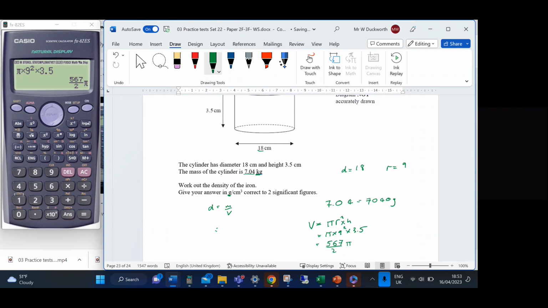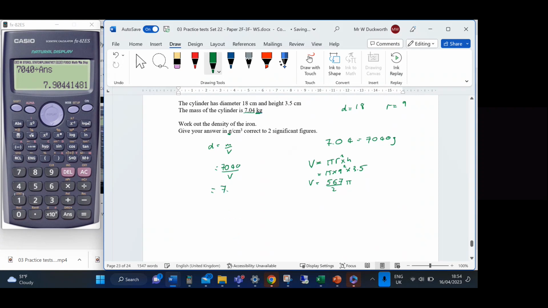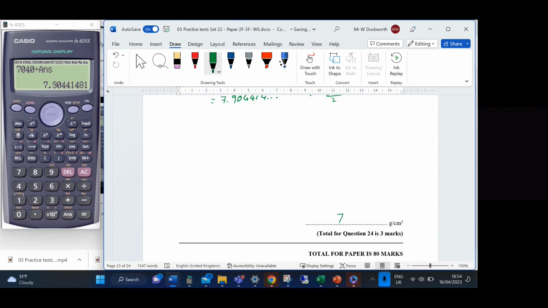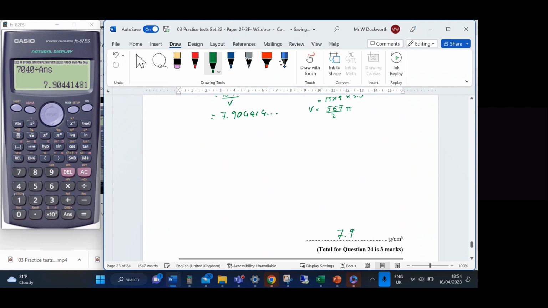So the density is going to be equal to the mass, 7,040, divided by V, and then I've got V here. So that's going to be 7040 divided by the answer that I just worked out on my calculator, which gives me that for my density. So I'm going to write that down with a few more decimal digits: 7.90414... So it's two significant figures, then the first significant figure would be the 7, and the second significant figure would be the 9. So we're looking at 7.9. The third significant figure is a 0, so we would leave it as a 9 as opposed to rounding up.